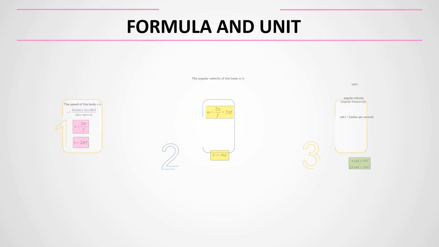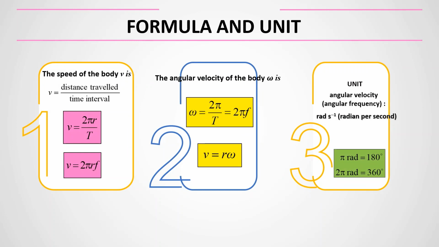In this subtopic, you have to know two formulas. The first one is the formula for the speed of the body, and the second one is the angular velocity of the body. The speed of the body, v, is equal to distance traveled per time interval. v is equal to 2 pi r over T, or v is equal to 2 pi r f. For the angular velocity of the body, omega, omega is equal to 2 pi over T or 2 pi f.